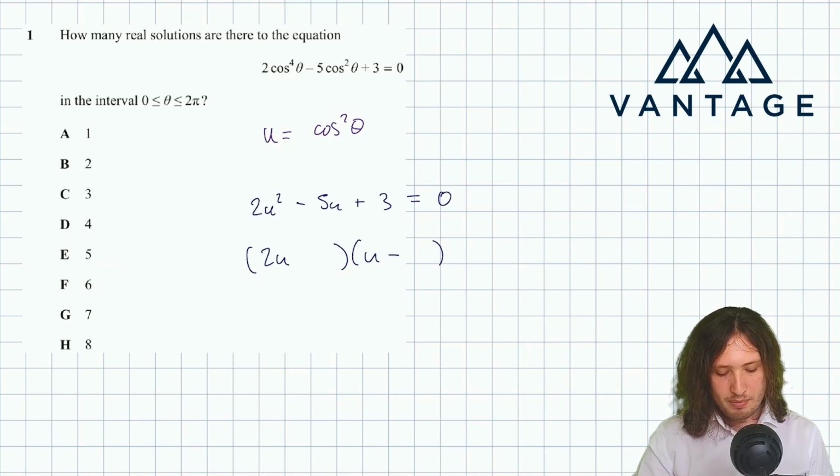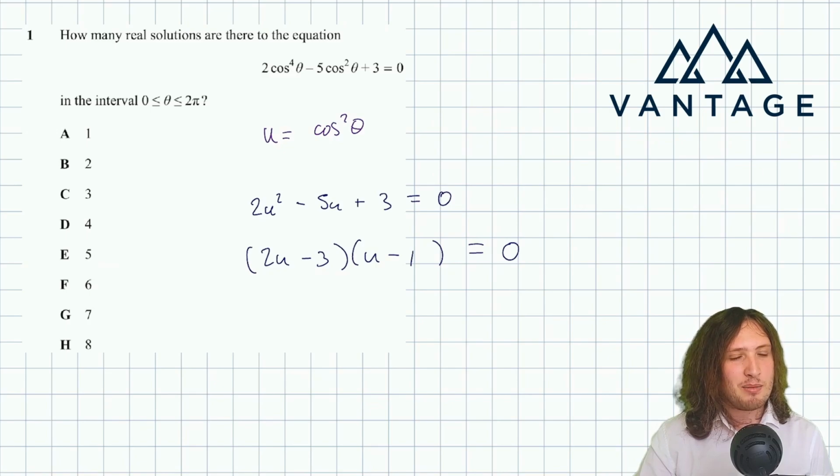If I put a minus 3 there and a minus 1 there, I think that should work. We'll get plus 3 and we'll get minus 5. Brilliant. So that tells me that u has got to be 1 or 3 over 2.